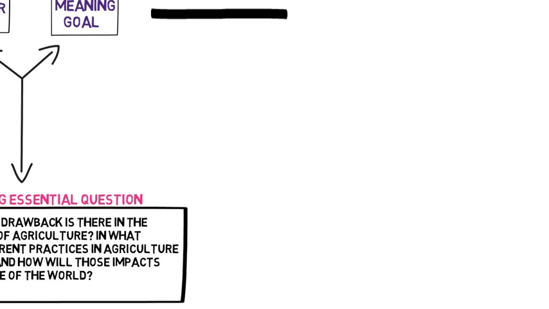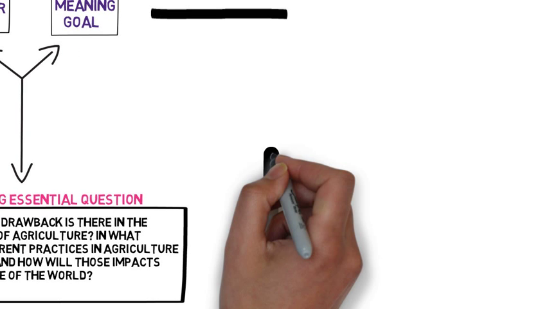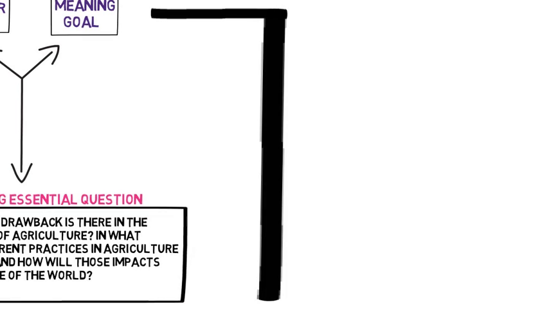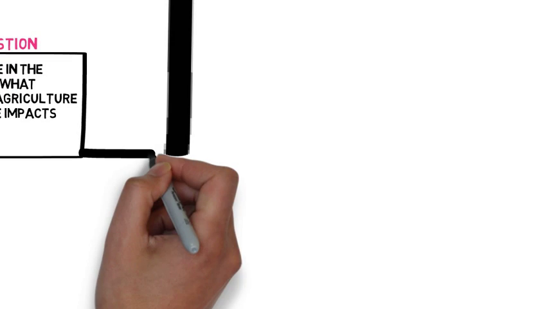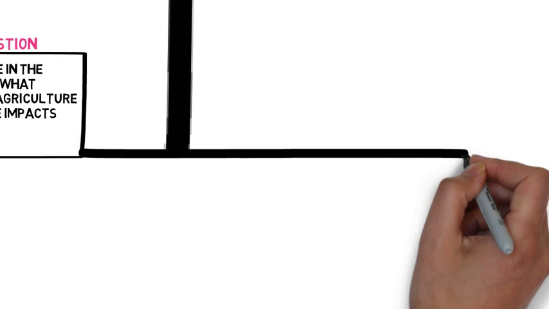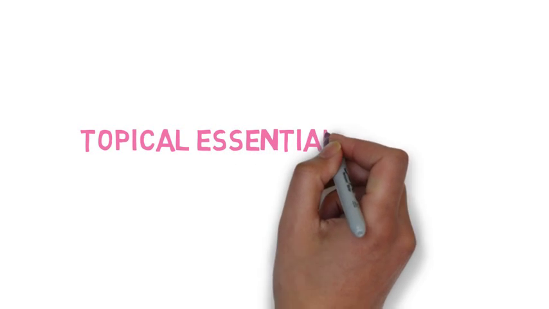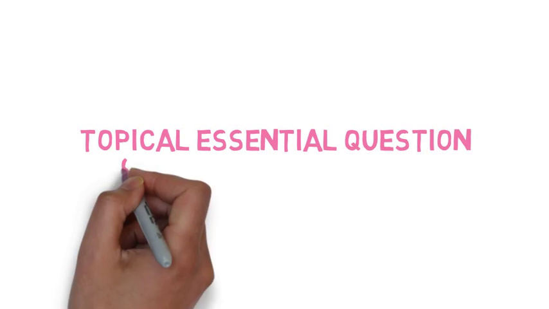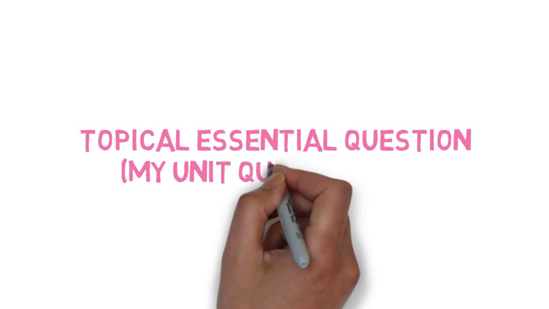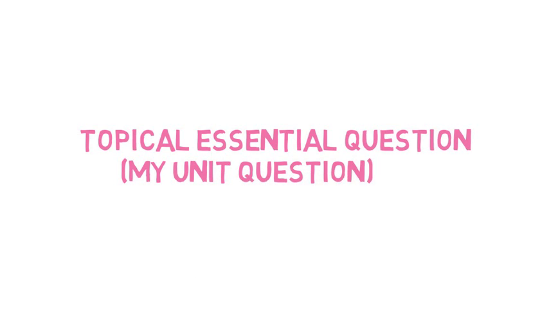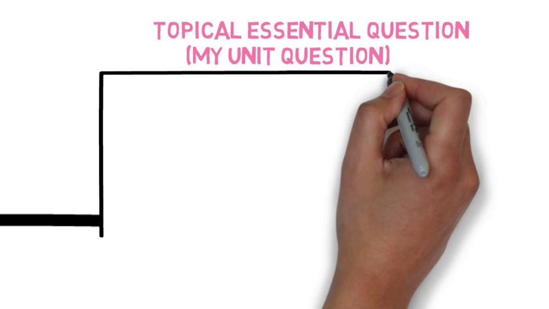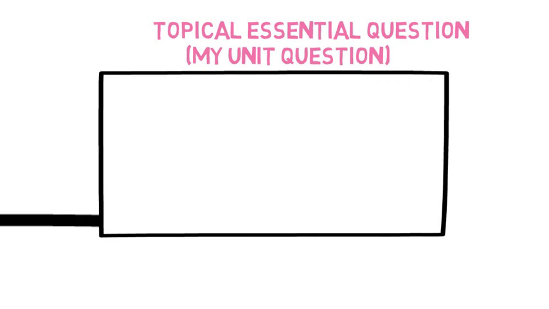My goal for this unit is to have my students understand the role of agriculture in the California economy and apply that to the development of a project that tackles a larger issue that agriculture is facing within California's economy. Both goals and the overarching essential question contribute to my topical essential question, my unit question. My essential question is, what is the role of agriculture in the California economy?